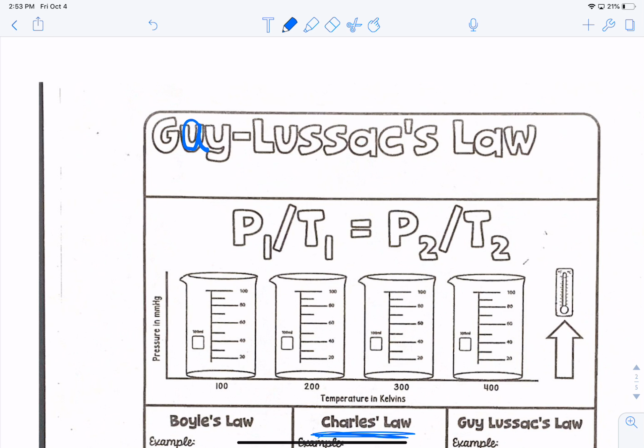So let's identify for ourselves what is being held constant. Volume. Volume is being held constant. Tell us the other one. What's the other one, though? There's a second one. If you don't know it, flip over. Particles. Good. Yeah, number of particles.